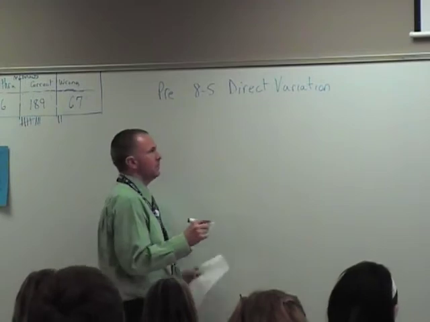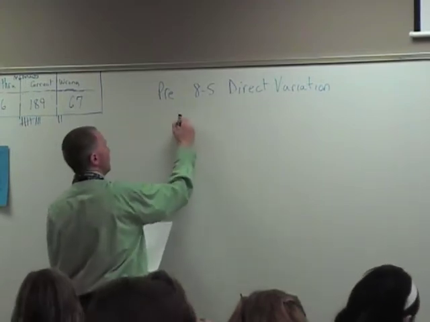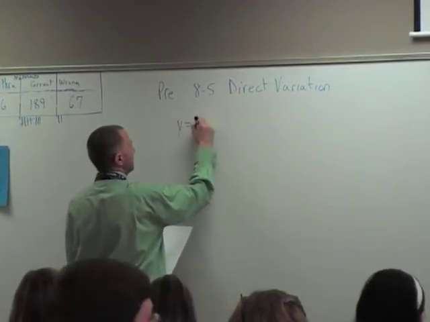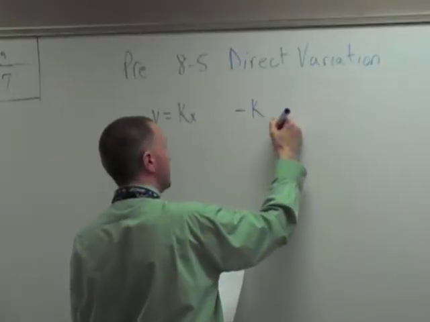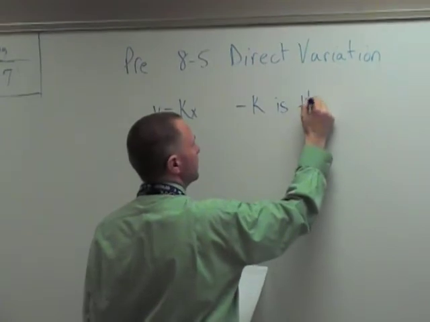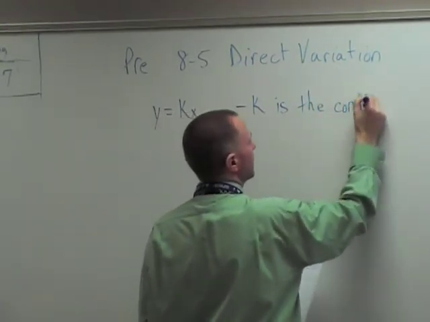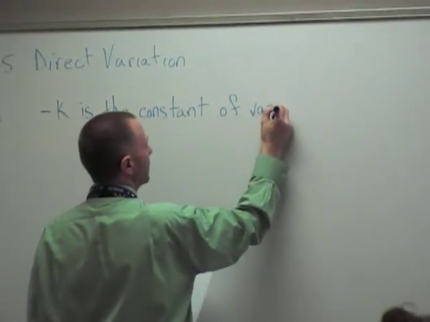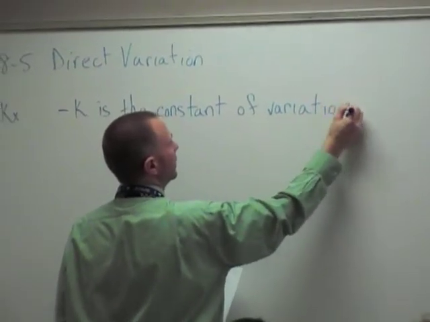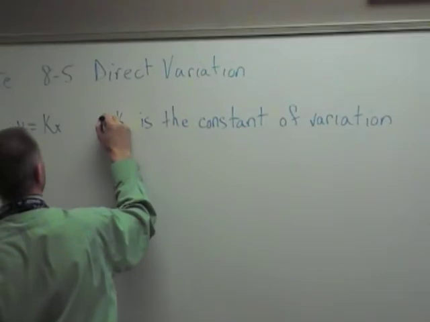Okay? So here's the formula, y equals k times x. K is the constant of variation. Why did you put negative k? Yeah, I did. That's just a bullet point.